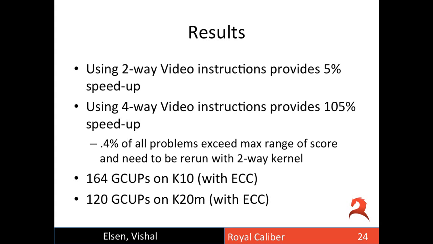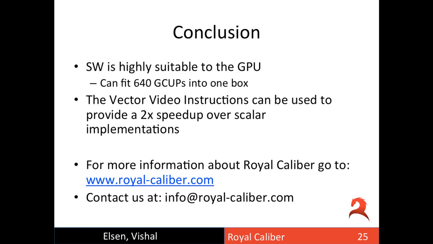So in conclusion, Smith-Waterman is great for the GPU. If you shove 4 K10s into a box, you can get 640 gigacups in one box pretty easily. And in fact, if you use that server that Jensen mentioned in his keynote with 8, then you can make it over a teracup in a box, which would be pretty amazing.